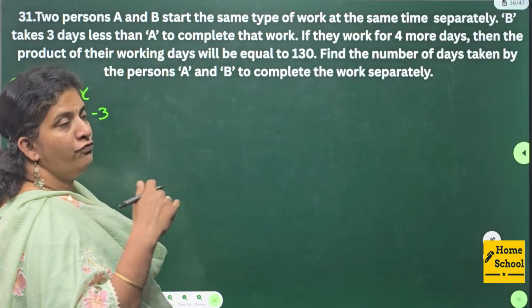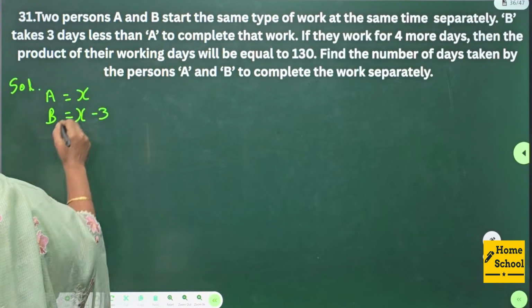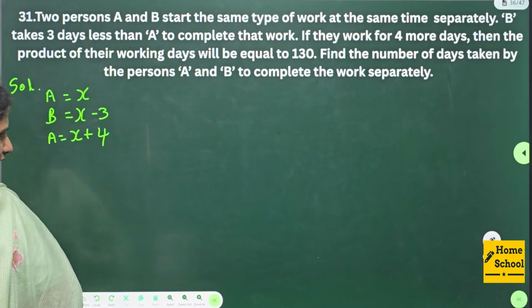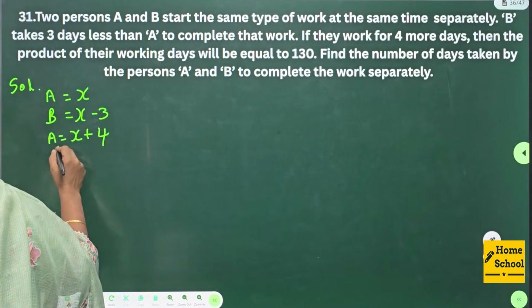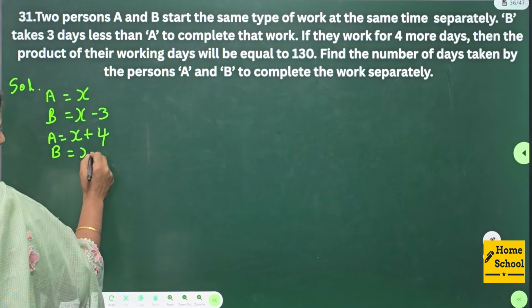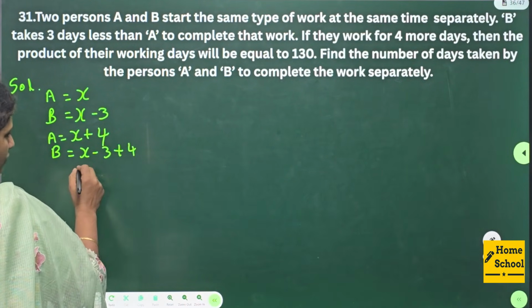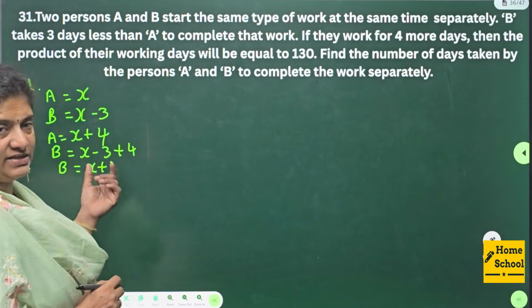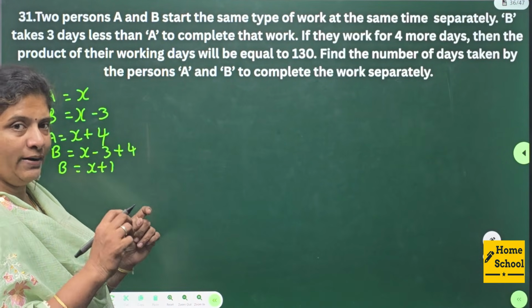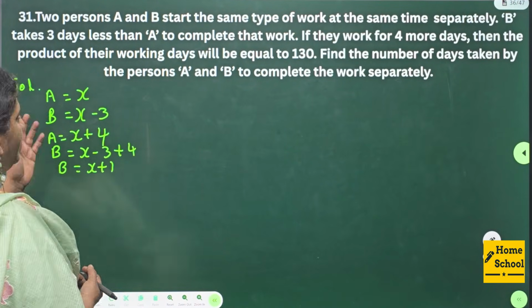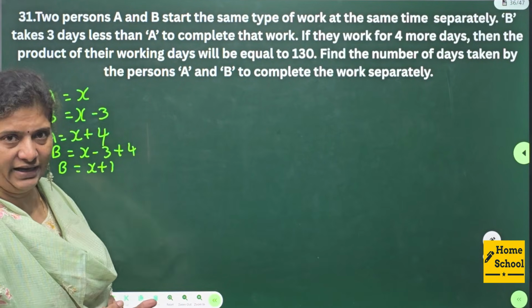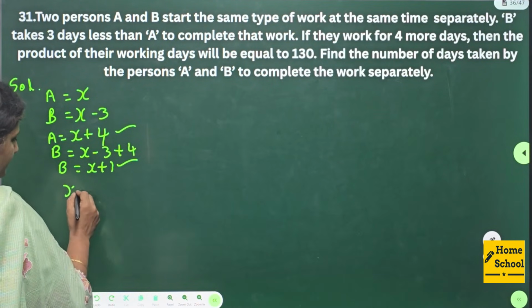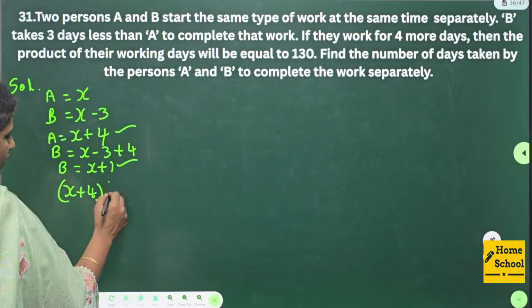If they work for 4 more days, they have extended their work. How many days more? 4 more days. That means A takes X plus 4 days, whereas B takes X minus 3 plus 4, that is X plus 1. B takes now X plus 1 days, A takes X plus 4 days to complete the work. Then the product of their working days, that is X plus 4 into X plus 1.